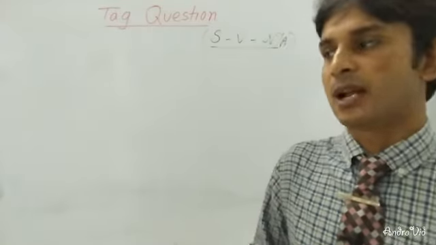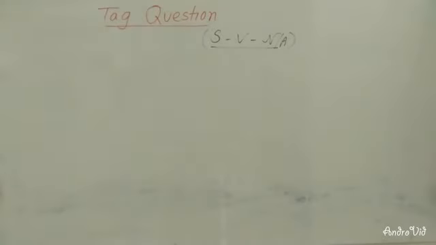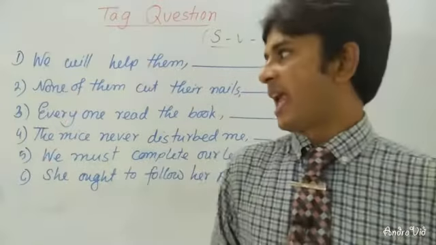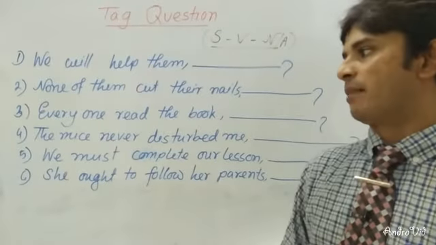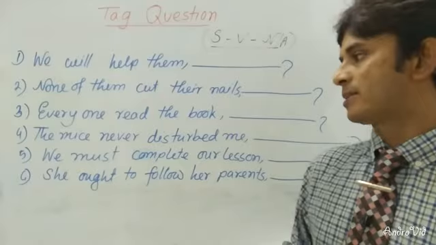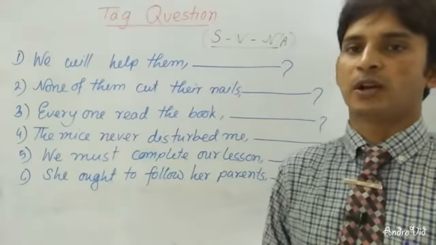If you're able to bear this in mind, it will be easy for you to complete the tag questions. Dear learners, look at the board. I'm going to make you understand it. On the board you can see six sentences. We will help them. None of them cut their nails. Everyone read the book. Number 4, mice never disturb me. We must complete our lesson. She ought to follow her parents.